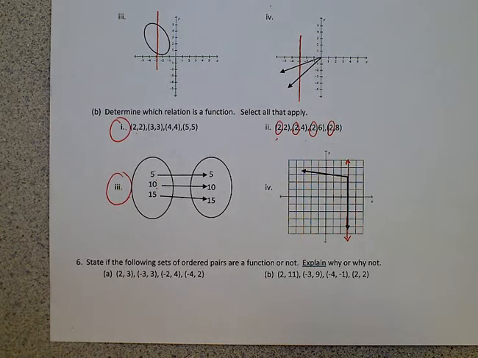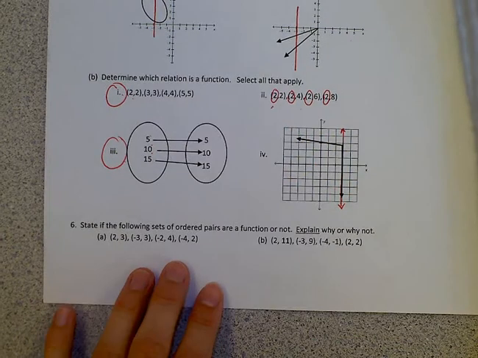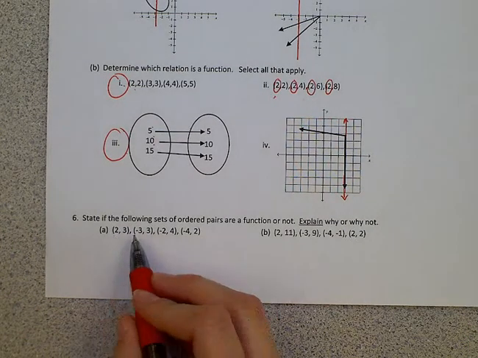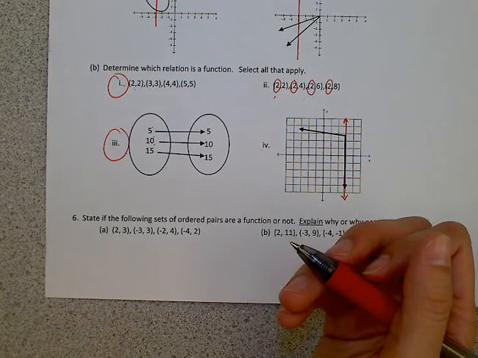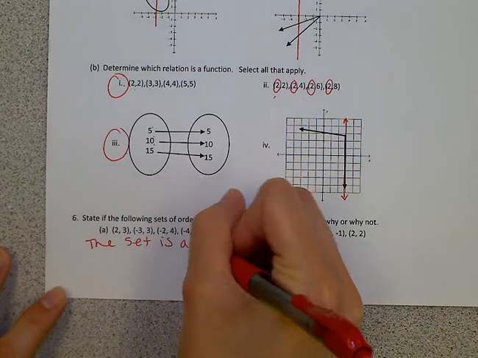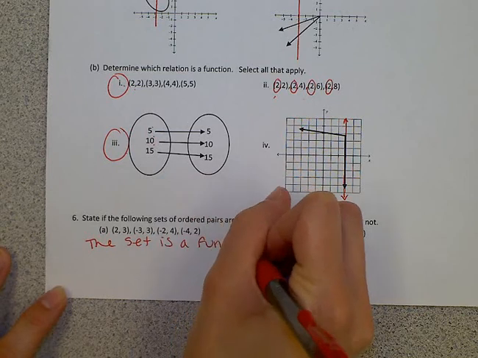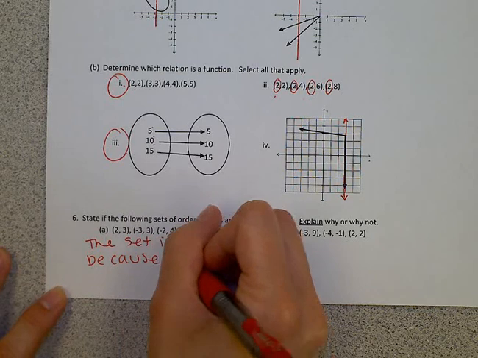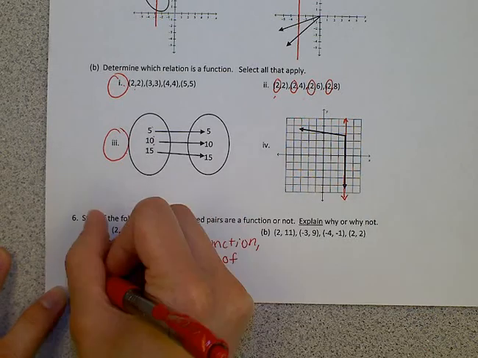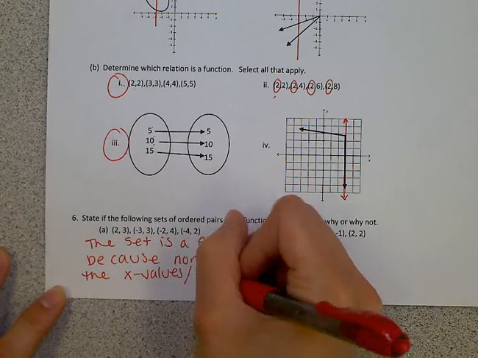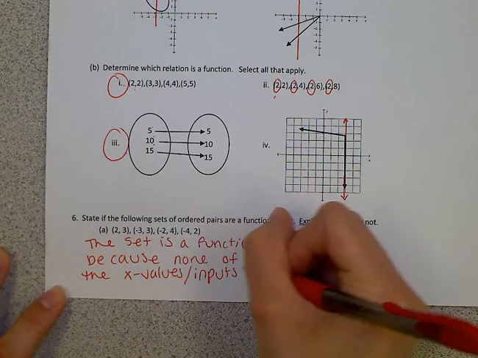And then 6, state if the following sets of ordered pairs are a function or not. Explain. That means that you want to write in a complete sentence, of course. So we look at the x's. We notice that the x's do not repeat, so the set is a function. And the reason is because none of the x values, or we can call those inputs, repeat.